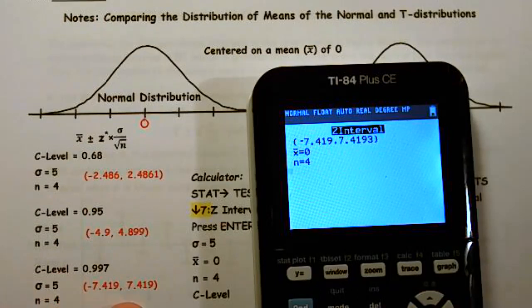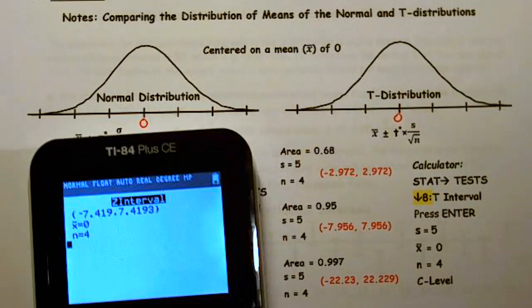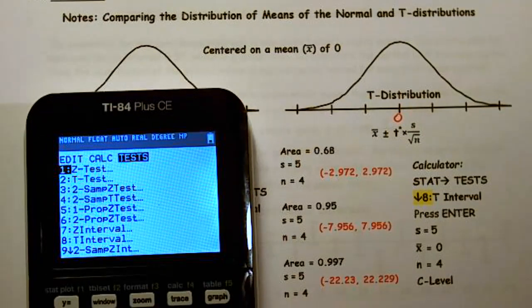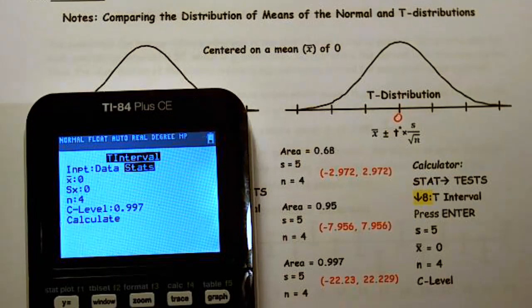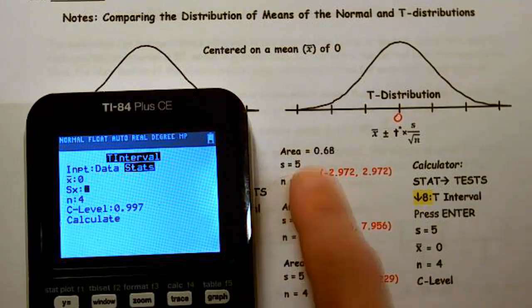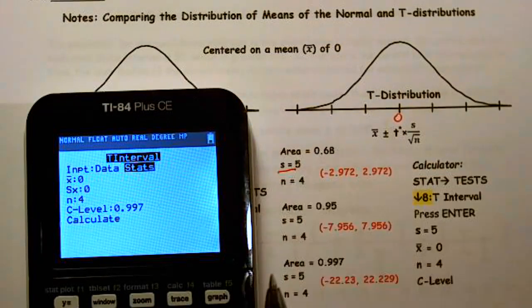Well, that was working with the z. Let's contrast that with the t and see what happens. So we're going to go stats, test, and it's very easy. We're going to just go to t interval, which happens to be number 8 on your calculator. And my x bar we're setting at 0. Our standard deviation is the standard deviation of the sample. And it's because of this being a sample standard deviation that we knew I needed to use a t. So this is 5. And we're going to make our confidence level 0.68.